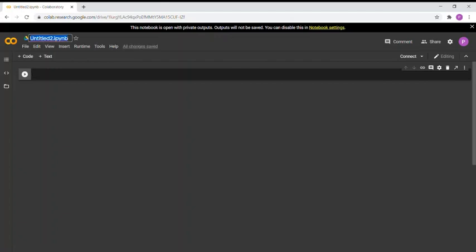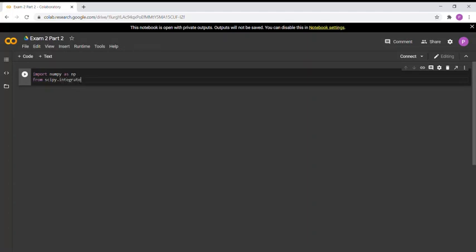This is exam 2 part 2. First, I'll import some libraries for the SNP, because this is differential equations, so I use solve IVP to solve this.